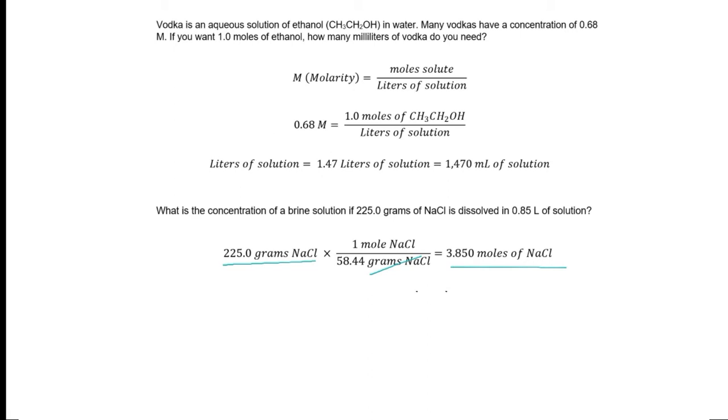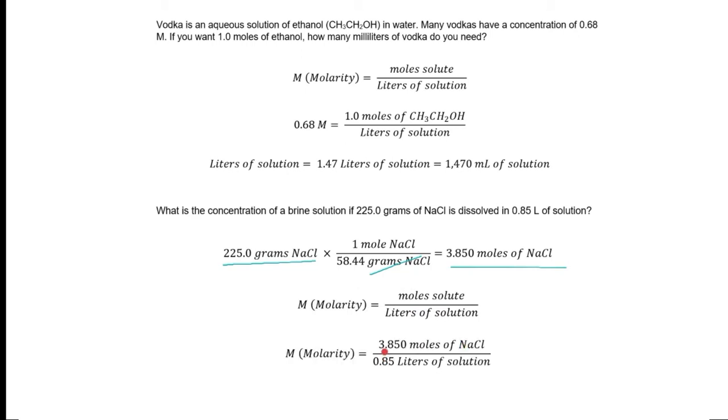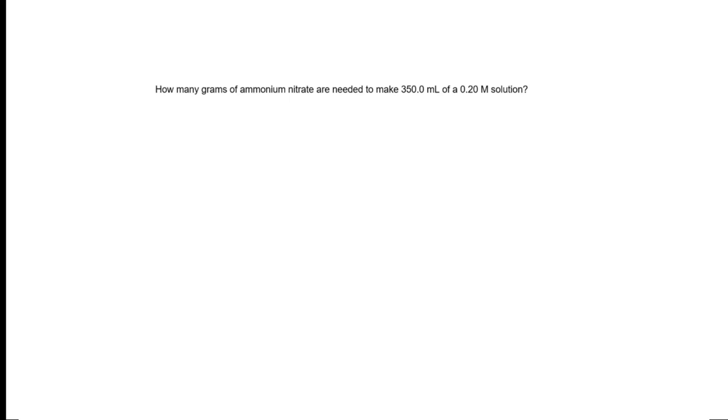Now, using my equation for molarity, I can start plugging in what I know. I just calculated my moles of sodium chloride. The problem told me I needed 0.85 liters of solution, so I can calculate molarity. Plugging this into my calculator, I get a molarity of 4.5. Okay, but what if we want to know how many grams to dissolve?